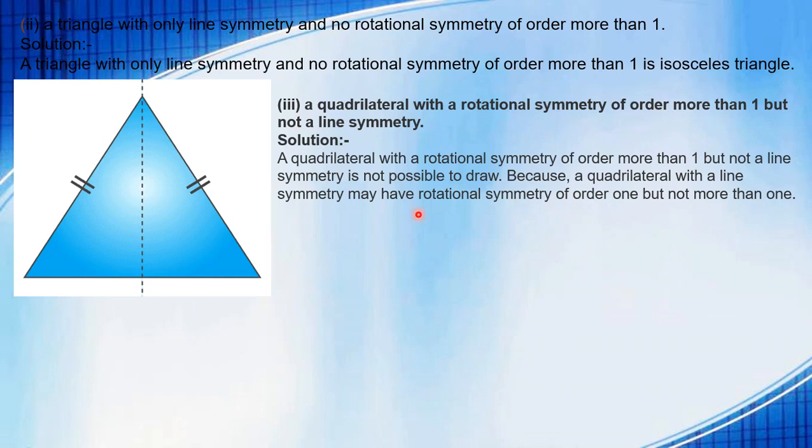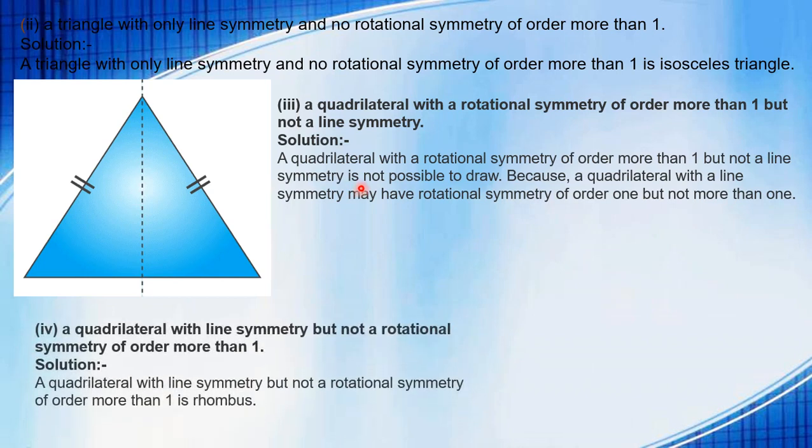A quadrilateral with a line symmetry may have rotational symmetry of order 1 but not more than 1. It can be order 1 but not more than 1. So we can say a quadrilateral with a rotational symmetry of order more than 1 but not a line symmetry is not possible to draw. Next, a quadrilateral with line symmetry but not a rotational symmetry.